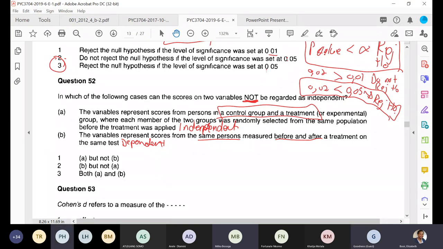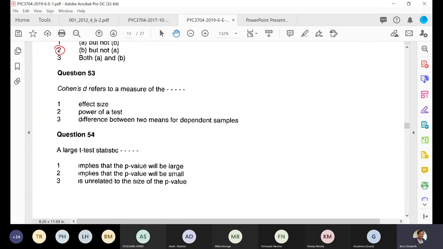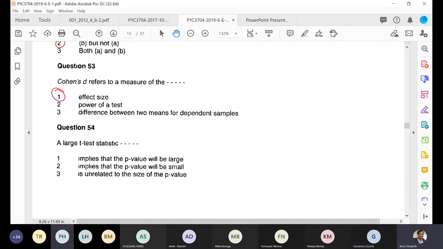Okay, so which one is A but not B, B but not A, both? So it's B but not A. It's number two. Agree to this. Cohen's d is a measure of 1, 2, 3. One. It's one.